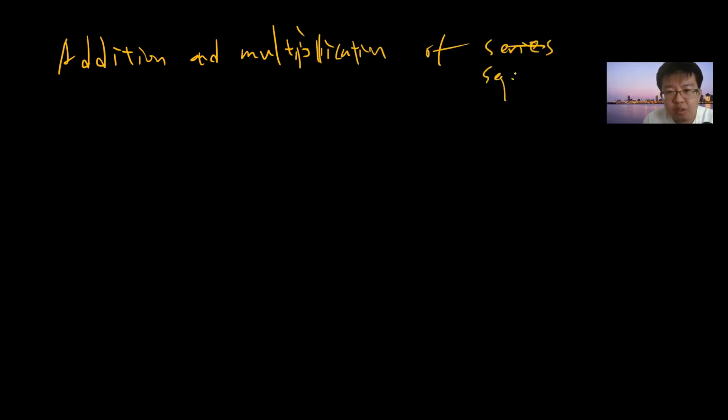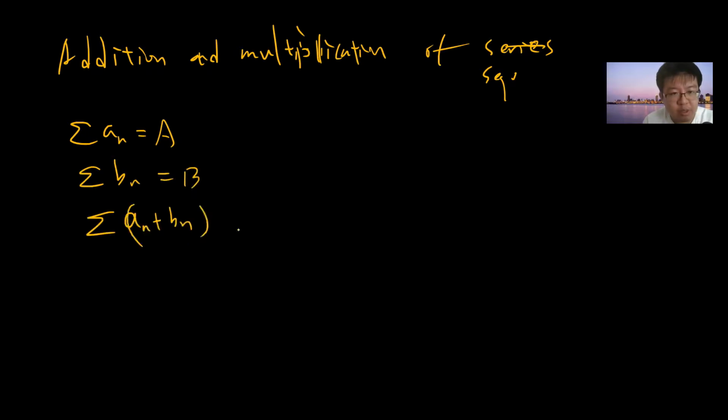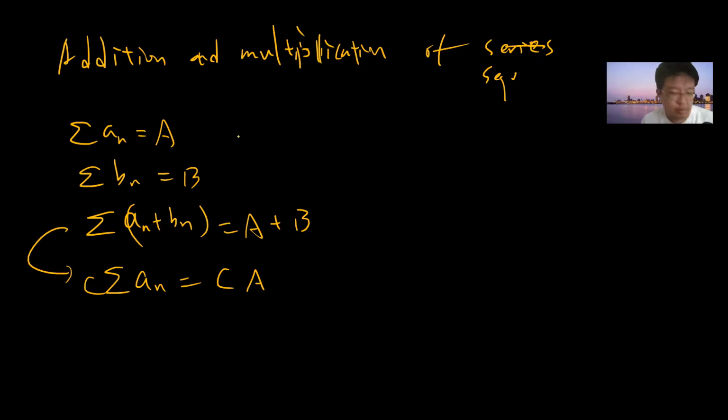In the first section is the addition and the multiplication of the series, or the sequence. Basically just follow the routine. Suppose summation an is A, summation Bn is B. And obviously summation an plus Bn is A plus B. This is trivial. And also summation c times an will be cA. You can prove these two, so trivial, I don't want to prove.